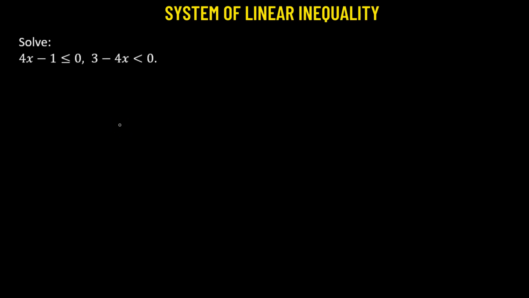Let's solve the following system of linear inequalities. We'll begin with the first inequality. We have 4x minus 1 less than or equal to 0. So we'll transpose 1 to the right hand side to get 4x less than or equal to 1.